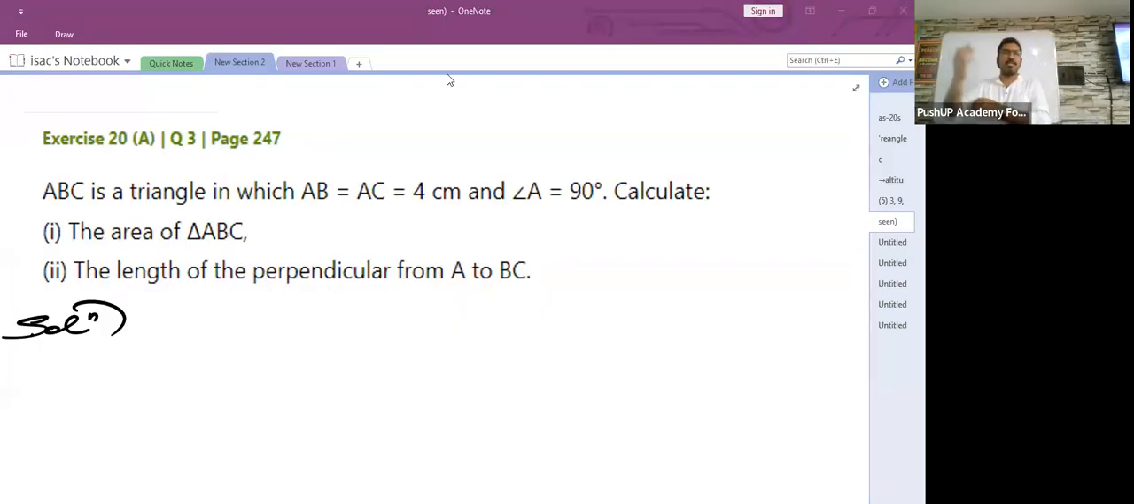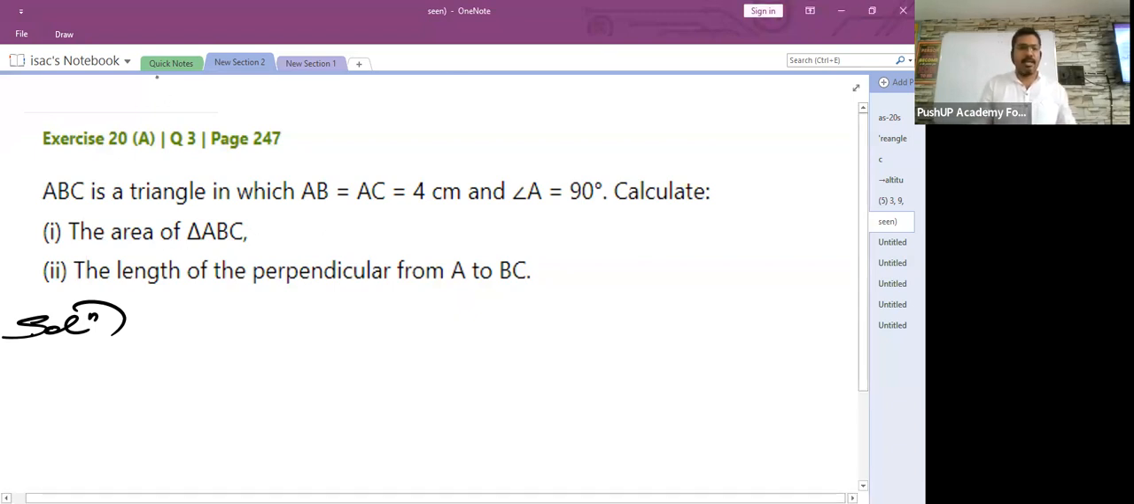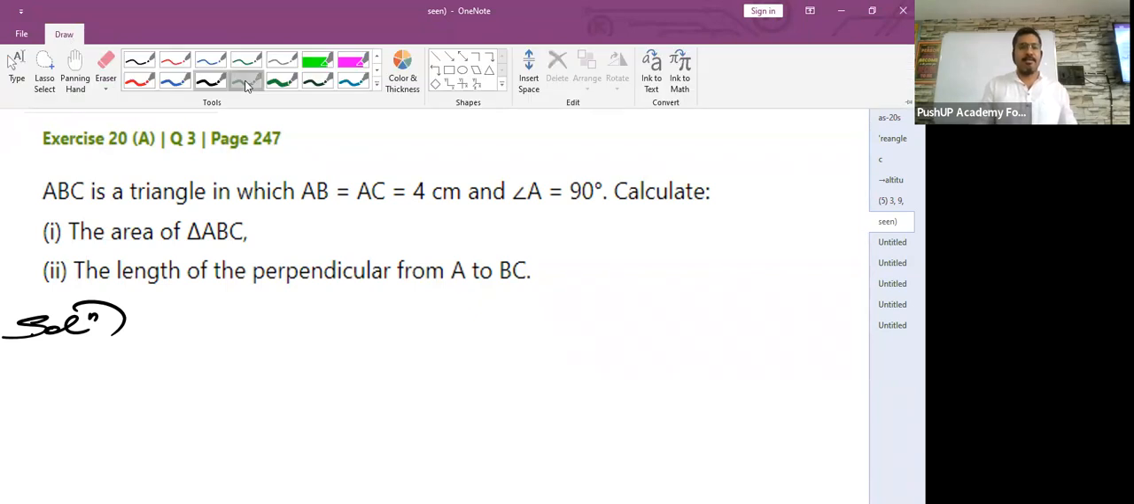Start reading the question. ABC is a triangle in which AB is equal to AC is equal to 4 and angle A is equal to 90 degrees. Calculate the area of triangle ABC.